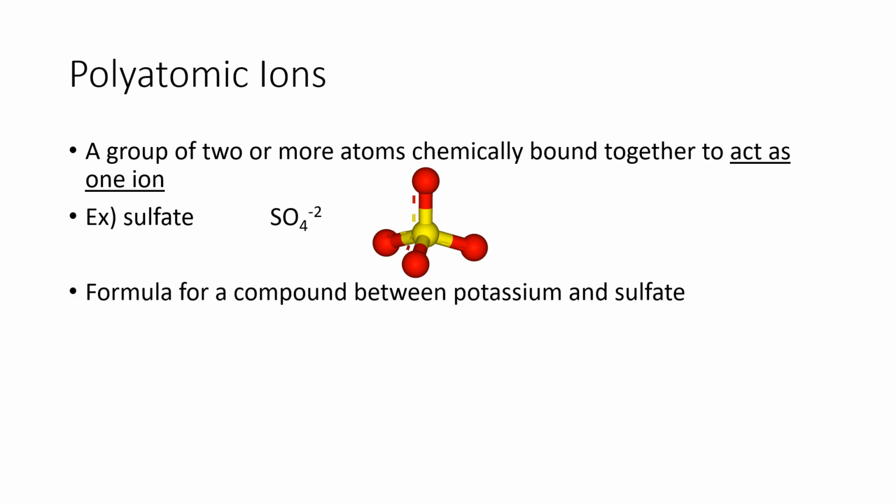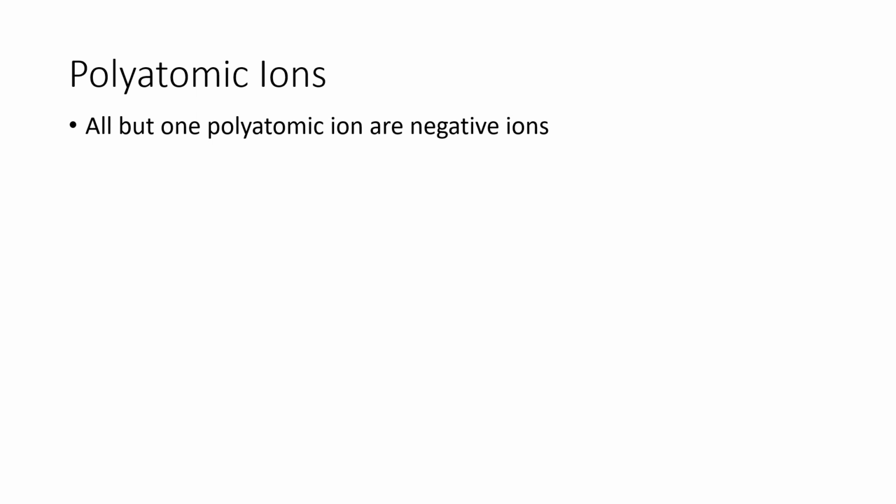So if we were writing the formula for a compound between potassium and sulfate, potassium is K with a +1 charge. Sulfate is the SO4 with a -2 charge. You still crisscross your charges as necessary. So this would be K2SO4. Even though we have a subscript of 2 and 4, that 4 is part of sulfate. So you're never going to reduce that.